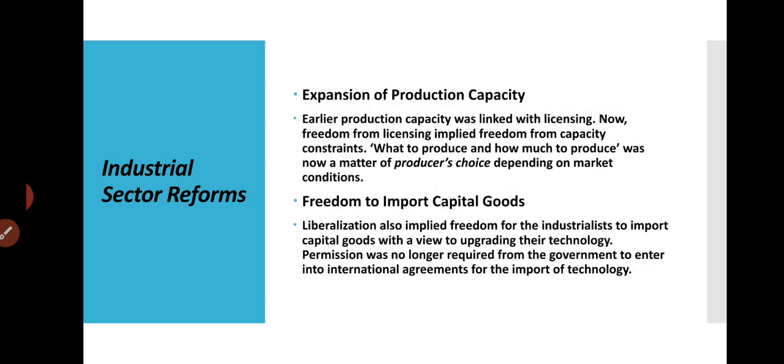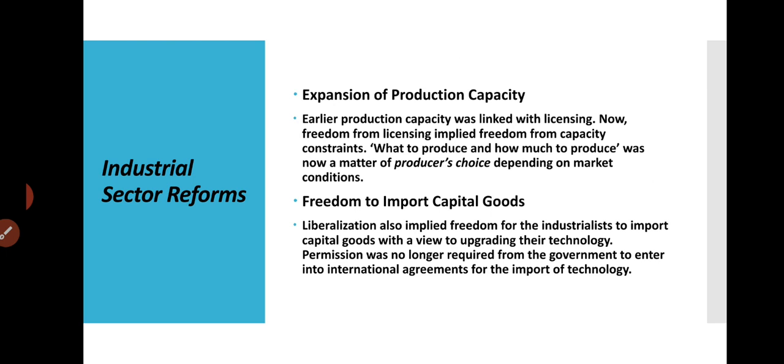Next, in the industrial sector reforms, expansion of production capacity. Earlier, production capacity was linked with licensing. The government decided how much to produce and to whom to give the license. Now there was freedom from license, and it also meant that there would now be an expansion of production capacity. What to produce and how much to produce was now a matter of the producer's choice, depending on market conditions.